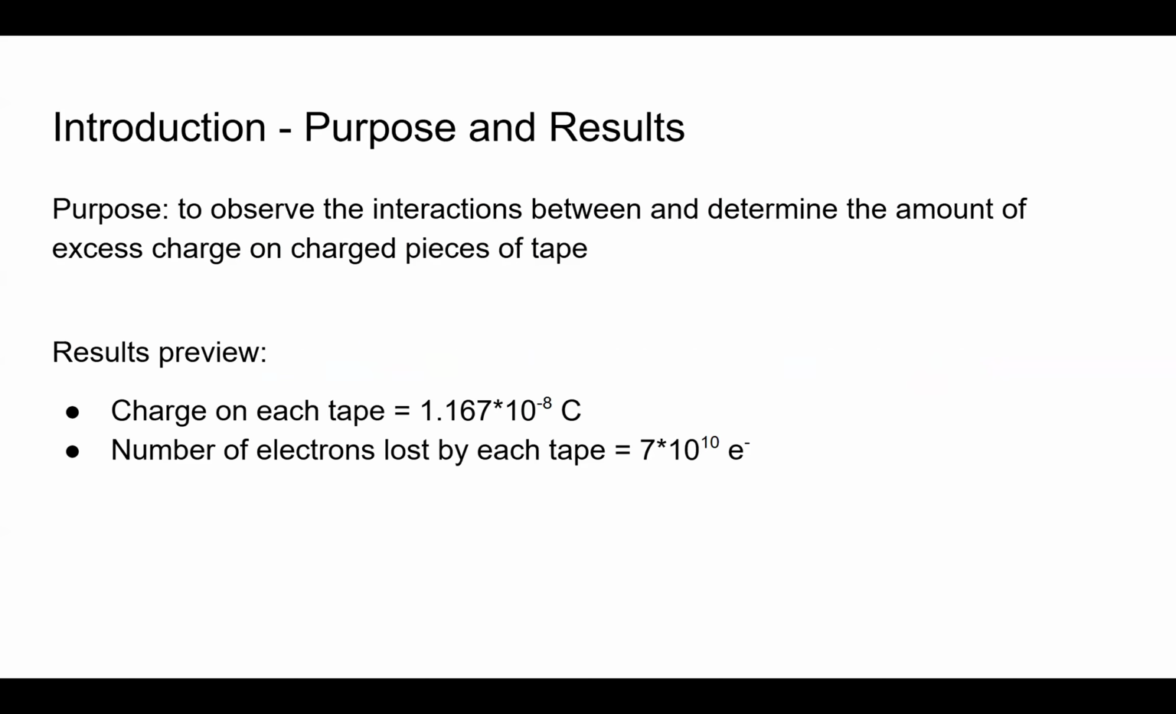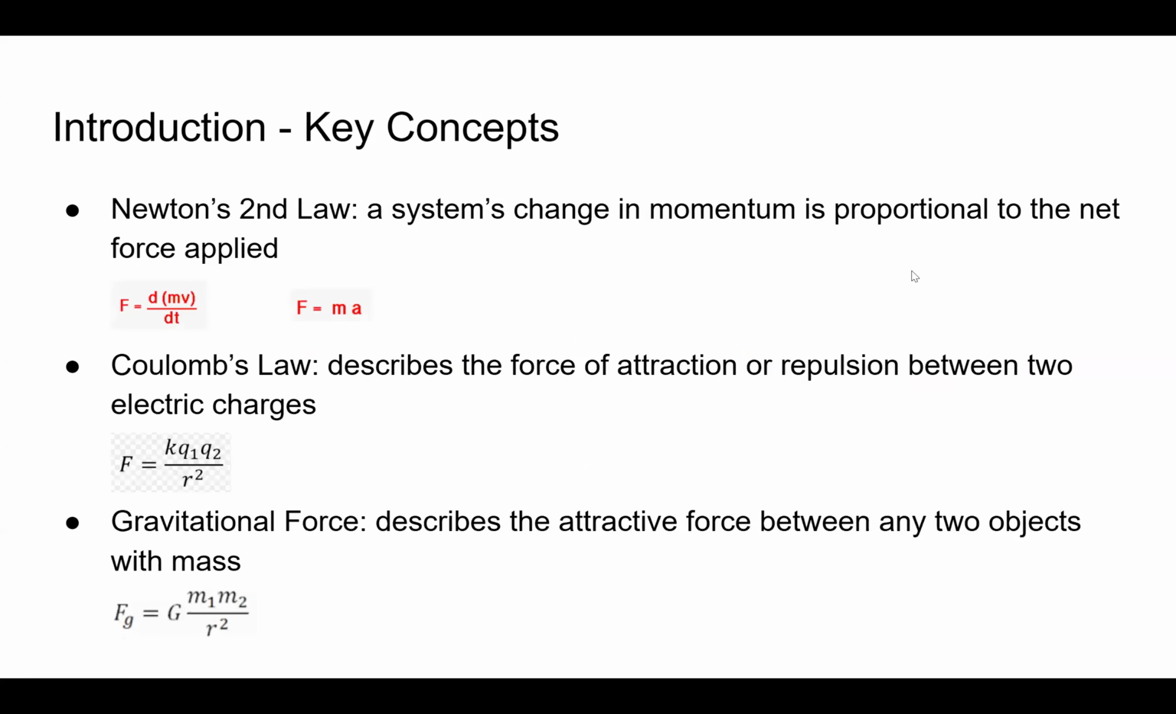So the purpose was to observe the interactions between and determine the amount of excess charge on charged pieces of tape. As a quick results preview, the charge on each tape was found to be 1.167 times 10 to the negative 8 coulombs, and the number of electrons lost by each tape was 7 times 10 to the 10th electrons.